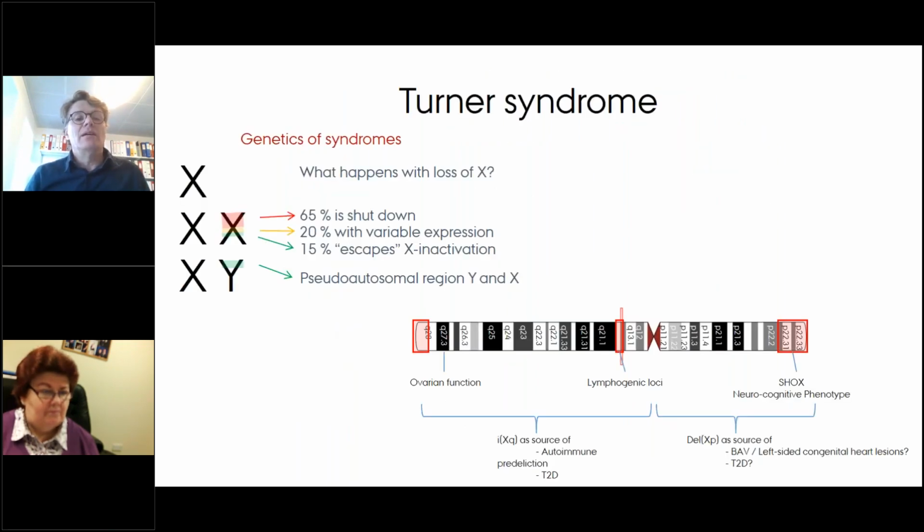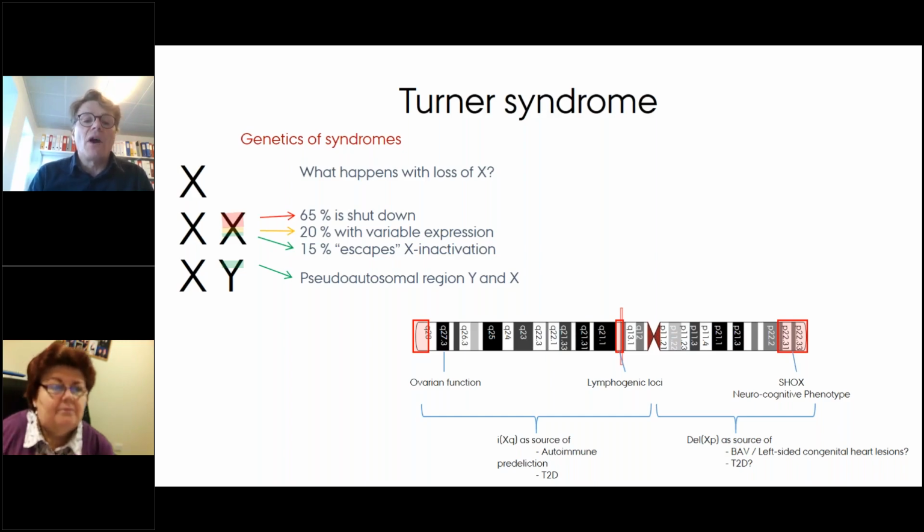And so genetics until now has shown us that the SHOX gene, which is situated on the PAR region, is responsible for some of the phenotypic characteristics of Turner syndrome, while the other regions, the lymphogenic region and the ovarian region, are simply still something that we hypothesize are located where I have indicated them here.